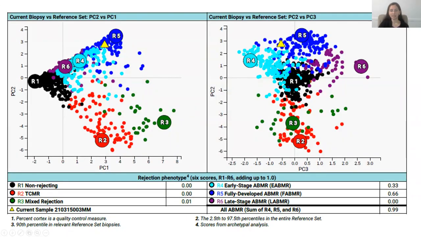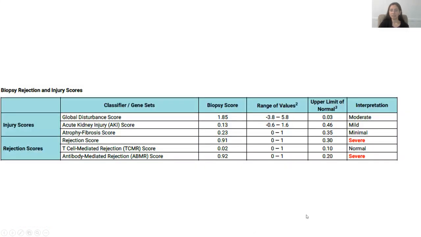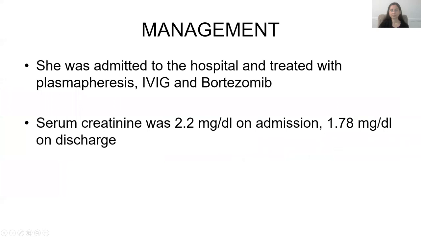So again, the yellow triangle is our patient, and R5 is fully developed antibody mediated rejection. So even though the histology showed mild antibody mediated rejection or resolving antibody mediated rejection, the molecular microscope revealed severe antibody mediated rejection. So we admitted her to the hospital again. We treated her with plasmapheresis, IVIG, and bortezomib. Her serum creatinine was around 2.2 on admission and came down to 1.7 on discharge.